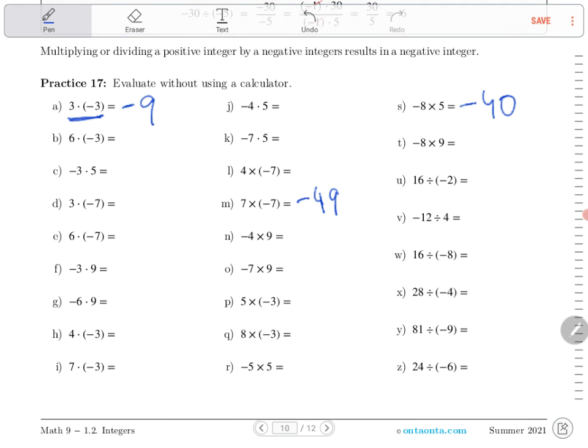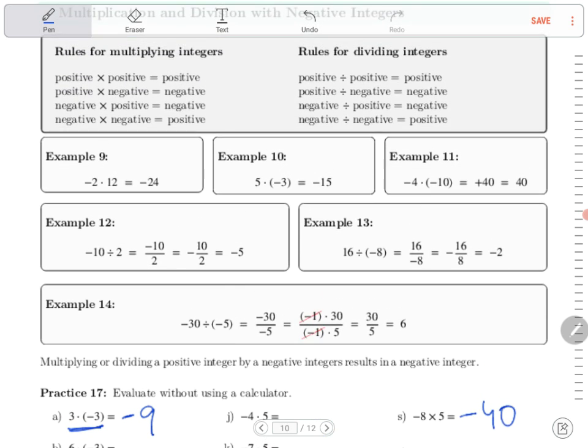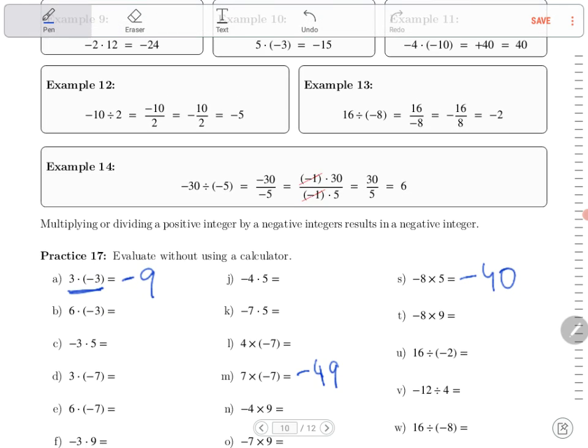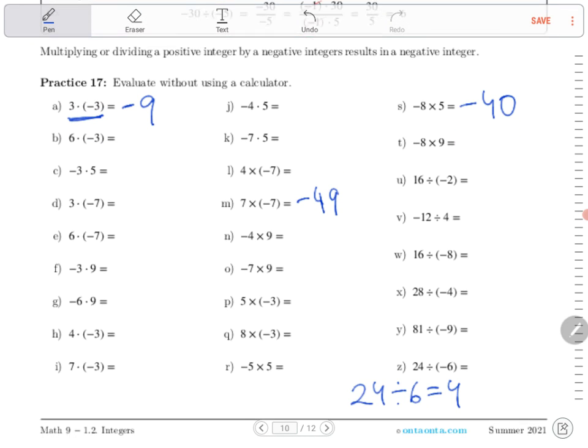Now let's do one more, an example of division. That's practice problem Z: 24 divided by negative 6. We know that 24 divided by 6 equals 4. But those are two positive numbers, whereas in this case we have a positive number and a negative number. A positive number divided by a negative number gives us a negative result. So the division works in a similar way, except that the result will be negative. So 24 divided by negative 6 equals negative 4.